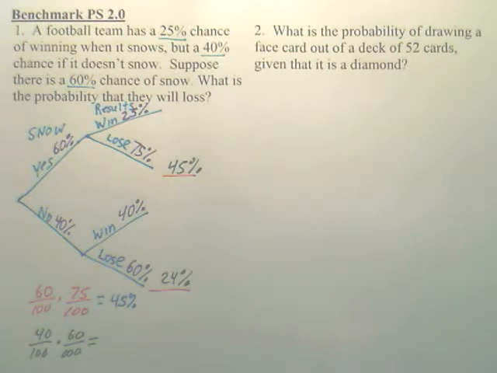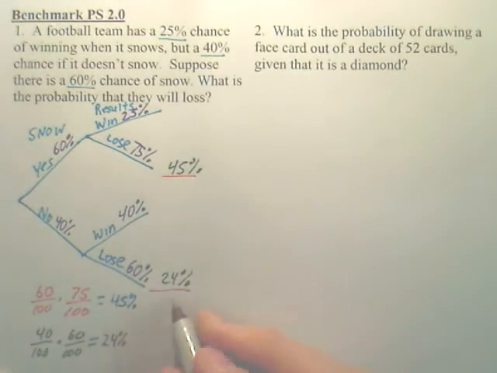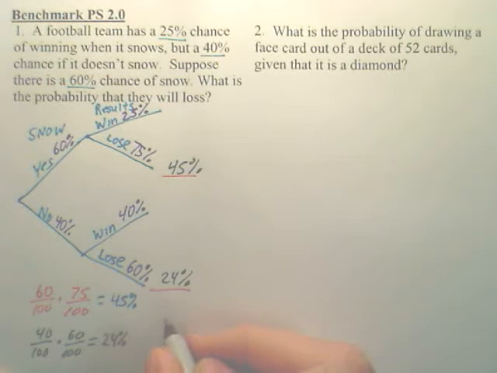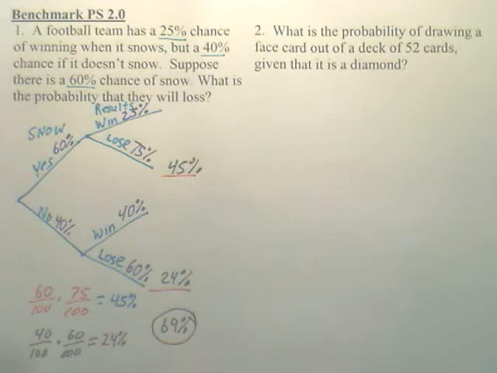So what's the probability of them straight losing? Add those up. Oops, this was supposed to be 24%. You just add those up. So 45 plus 24, you have a 69% chance of losing. Not very good odds for this team. Not a very good team. All right. Next problem. It's a lot simpler.